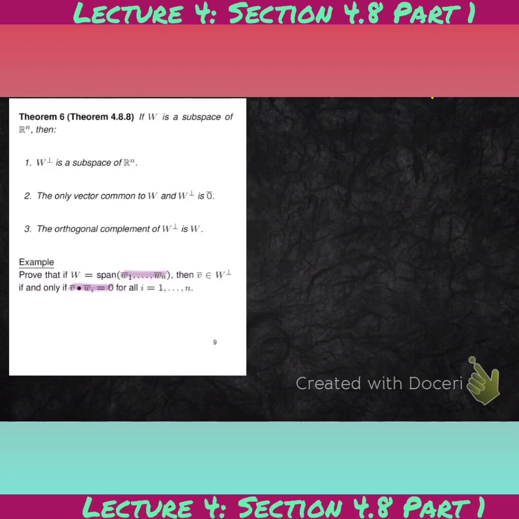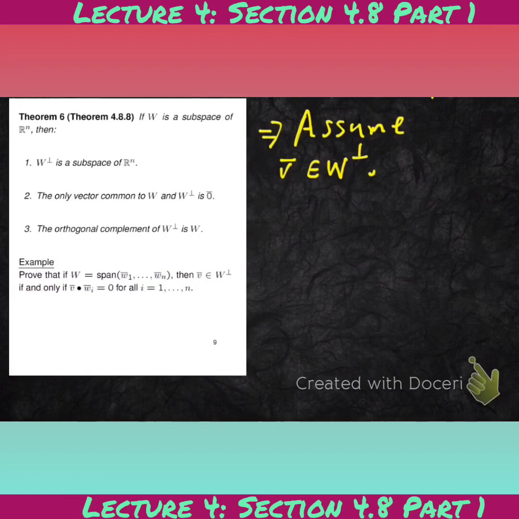Okay, that's the only way that a vector can be in the orthogonal complement of W. It has to be orthogonal to every one of the basis vectors. Alright, so to prove from left to right, we take a vector V to be in the orthogonal complement of W.